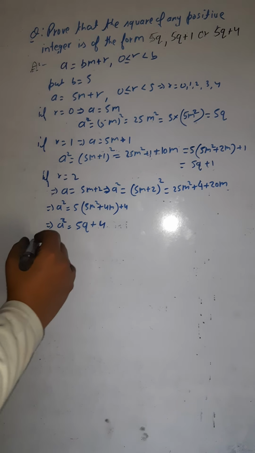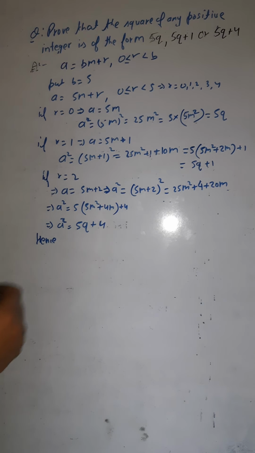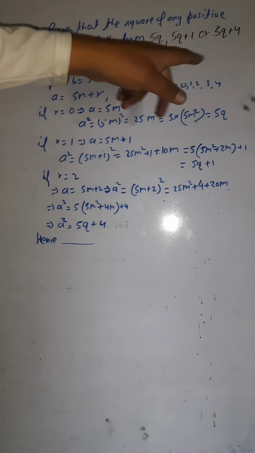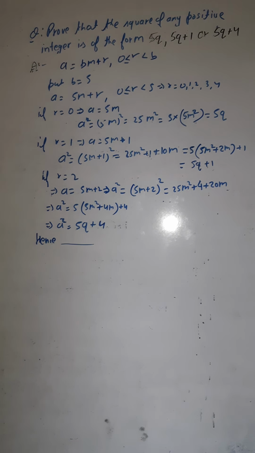At the last you can write here: hence, the square of any positive integer is of the form 5q, 5q + 1 or 5q + 4. Hence proved. So this is how you would solve the question.